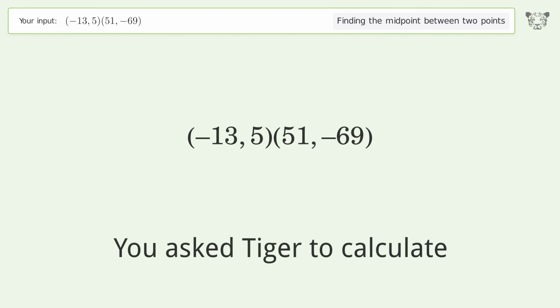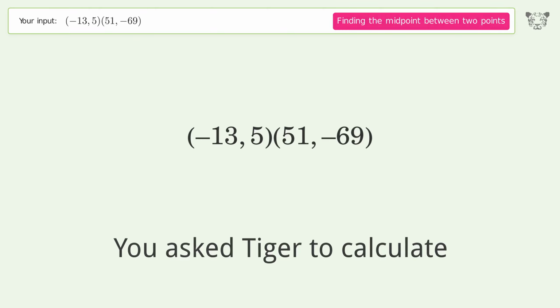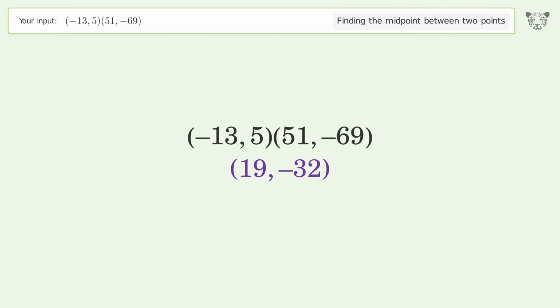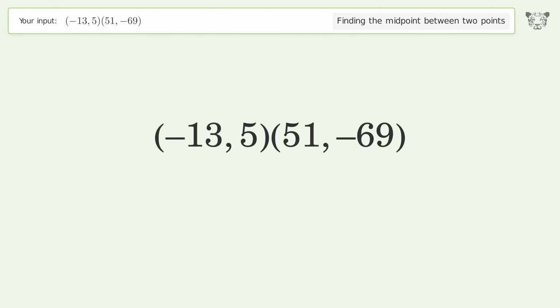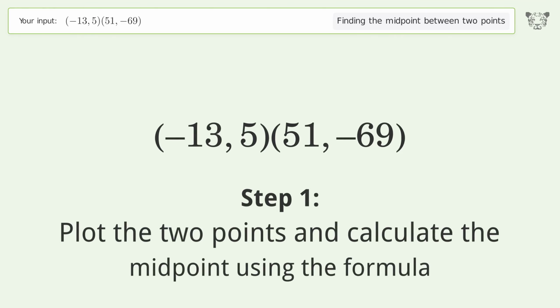You ask Tiger to calculate. This deals with finding the midpoint between 2 points. The midpoint between the 2 points is 19, -32. Let's solve it step by step. Plot the 2 points and calculate the midpoint using the formula.